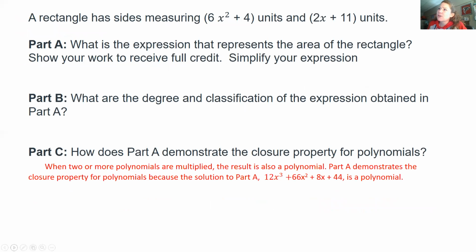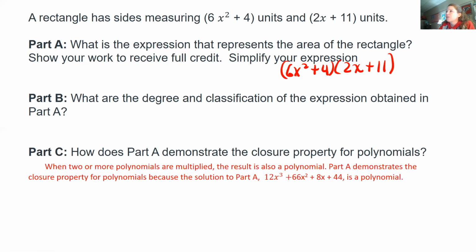It says a rectangle has sides measuring 6x squared plus 4 units and 2x plus 11 units. What is the expression that represents the area of the rectangle? Well, how do you find the area of a rectangle? You multiply side times side, right? So this times this. We're going to FOIL it.